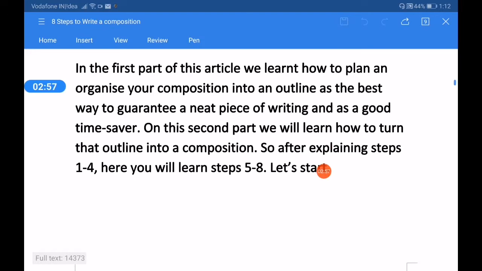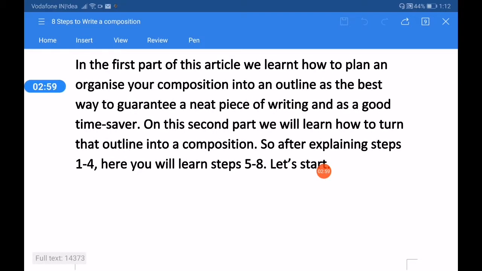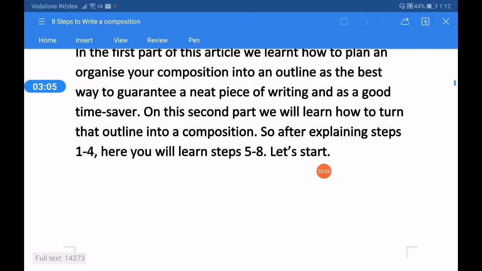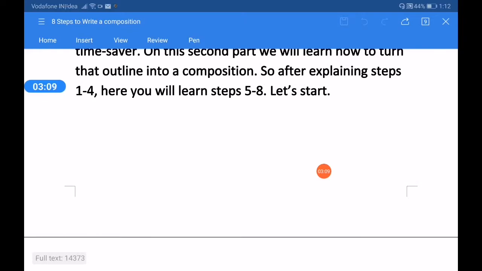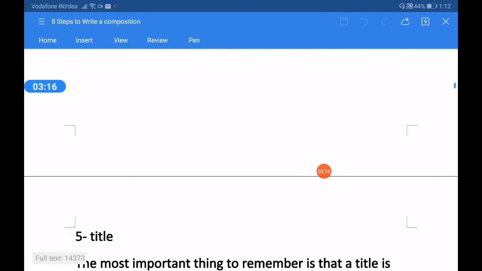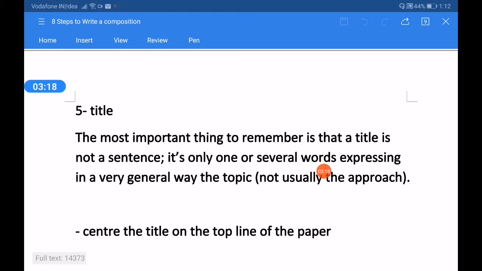So, students, in the first part of this article, we learnt how to plan and organize your composition into an outline as the best way to guarantee a neat piece of writing and as a good time saver. In the second part, we will learn how to turn that outline into a composition. So, after explaining steps 1 to 4, here you will learn steps 5 to 8. Let's begin. Fifth is title.